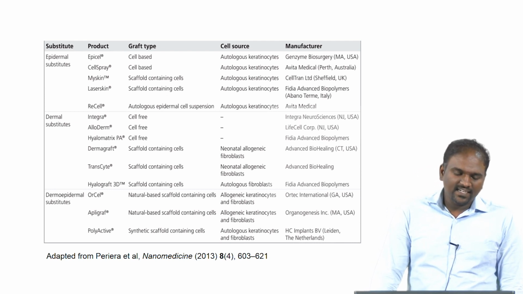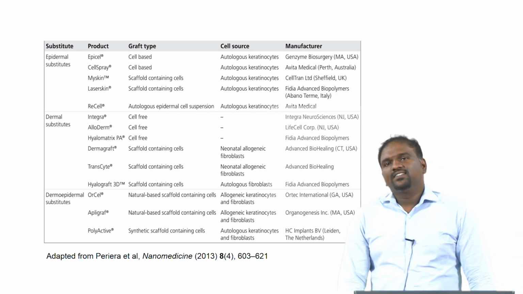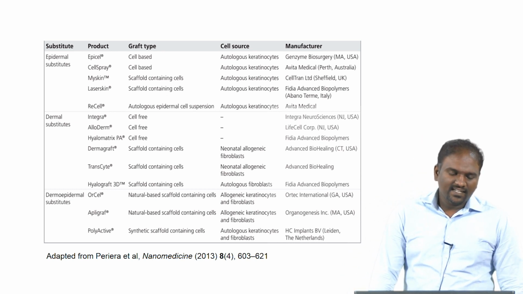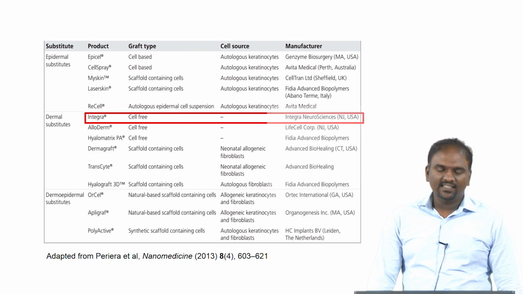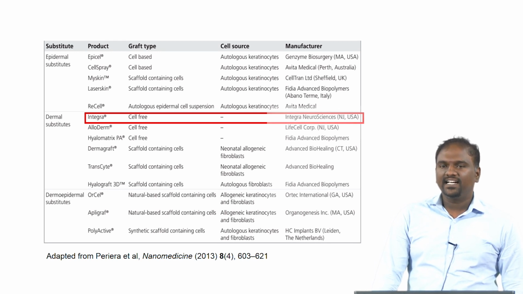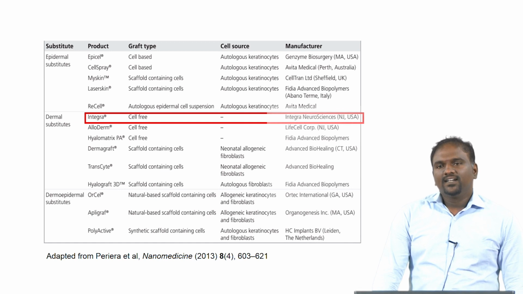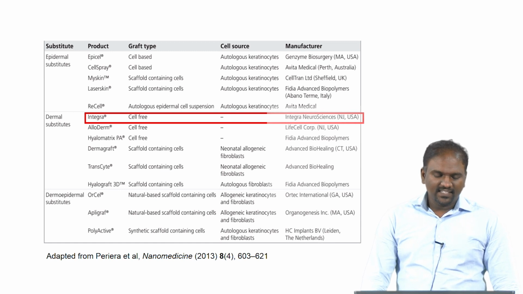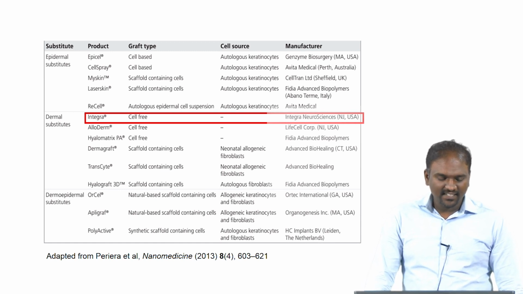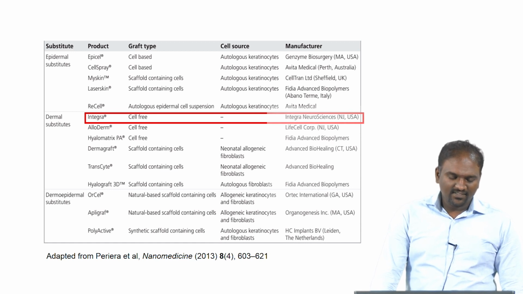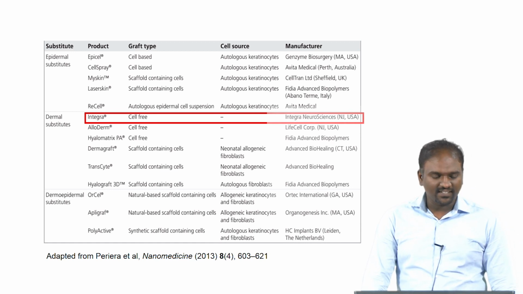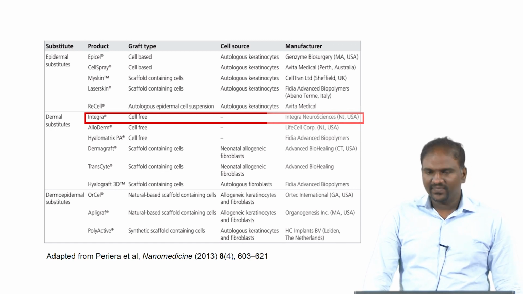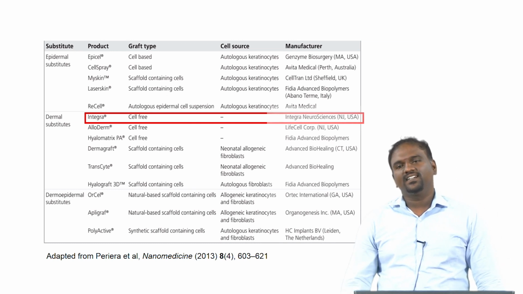MySkin and LaserSkin have scaffolds. Here they use collagen and alginate-based material, and dermal substitutes. One of the successful products is Integra, developed by John Burke. We will be discussing how that works. Apart from that, AlloDerm, Hyalomatrix made of hyaluronic acid, Dermagraft, TransCyte and Hyalograft are all available. In the case of full thickness grafts, we have OrCel, Apligraf and PolyActive. The companies that developed them are also given.